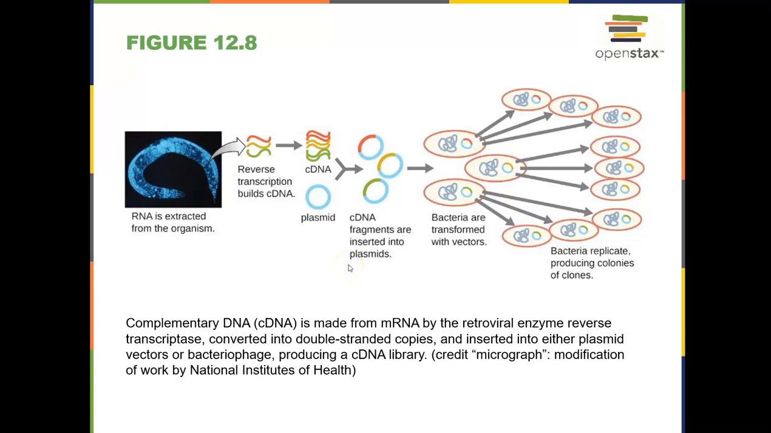Complementary DNA is made from mRNA using the retroviral reverse transcriptase. So it converts it into double-stranded copies, and it is inserted into either a plasmid or a bacteriophage, and you can produce the cDNA library, which means these are all coding genes.